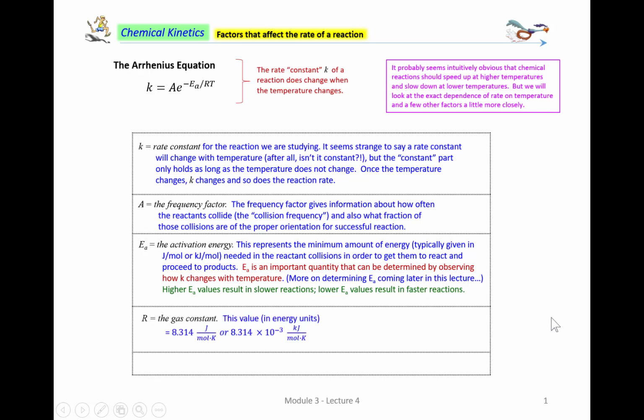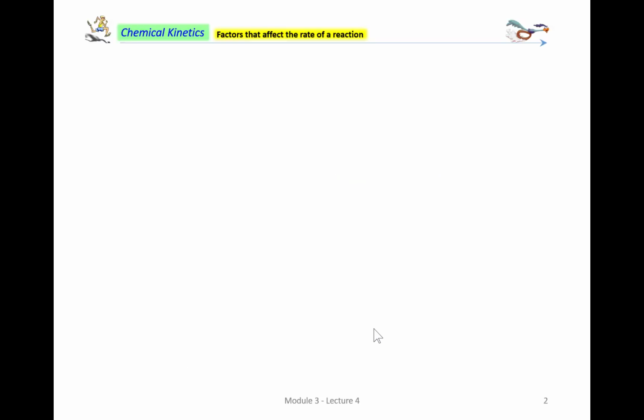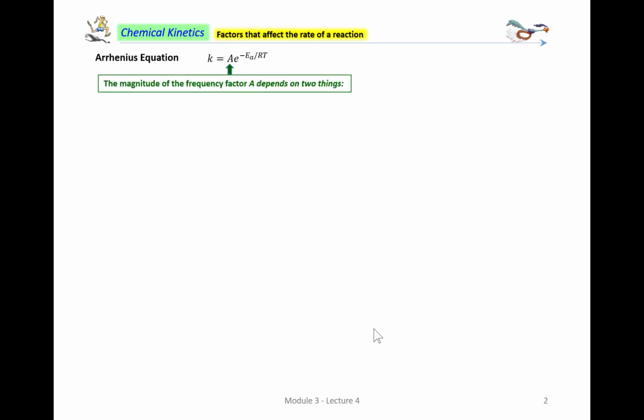R, of course, is the gas constant in energy units, and recall these energy units could be expressed as joules per mole per K or kilojoules per mole per K, and the difference between those two, of course, is a factor of 1,000. And T, of course, is the Kelvin temperature. So let's look at the Arrhenius equation in pieces here, in order from left to right. We'll talk about this frequency factor A.